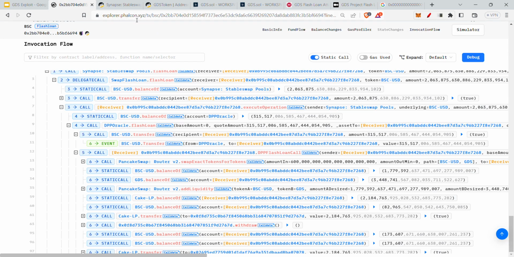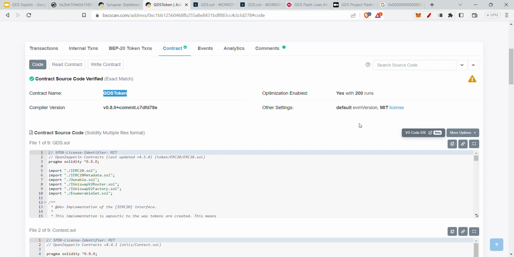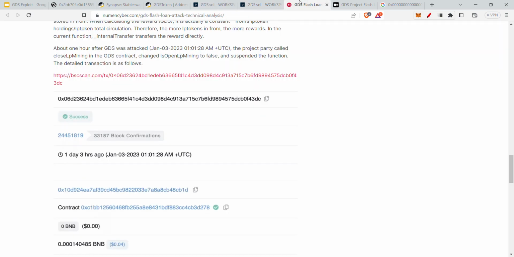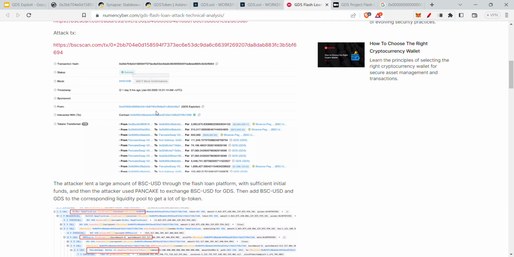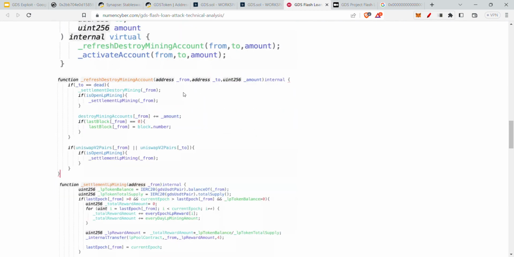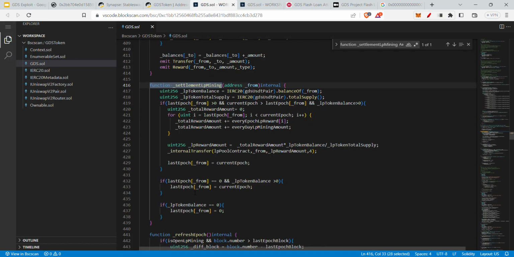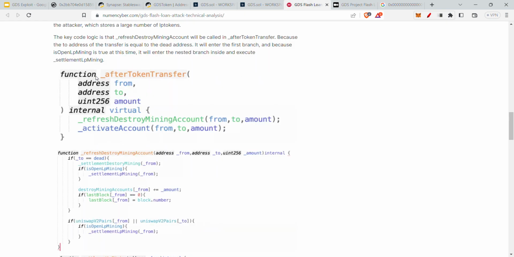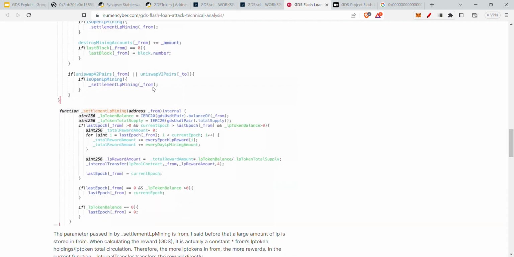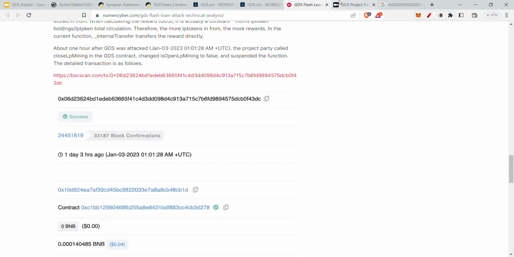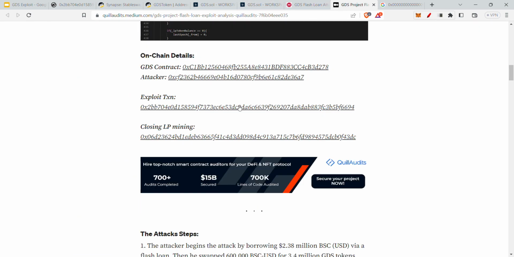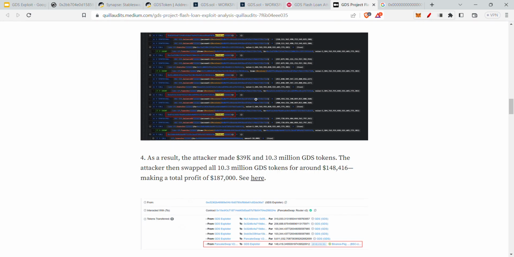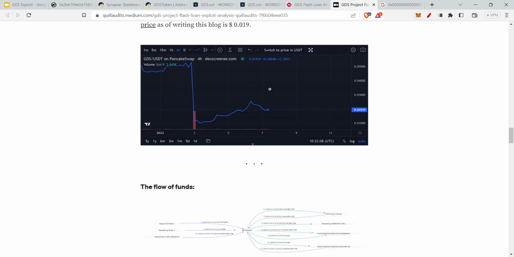So this is Phalcon, explorer.phalcon.xyz, and over here, I told you that you can click this VS Code IDE to open up the code, so it's more readable. And in this case, for Newman Cyber, what they did was, this is taken from Etherscan, right? This is taken from Phalcon, this is taken from Phalcon, and this is taken from this code over here. After token transfer, we talk about refresh, destroy, mining amount, and we talk about settlement LP mining. Right, the same thing for Quill Audits. This is taken from the GDS contract. This is from Etherscan, this is from Phalcon, and I think this is from Dex Screener.